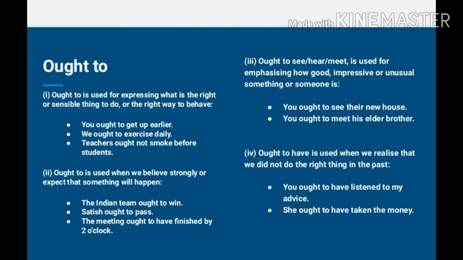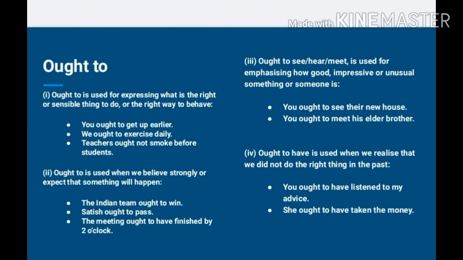Thirdly, ought to along with three verbs which are see, hear, meet is used for emphasizing how good, impressive or unusual something or someone is. Look at the example, you will understand it better. You ought to see their new house. You ought to meet his elder brother. Maybe the house is very impressive, very beautiful to see. Maybe the person is very impressive and a very extraordinary character. In order to explain that something is good, impressive, we can use ought to along with three verbs which are see, meet, hear.